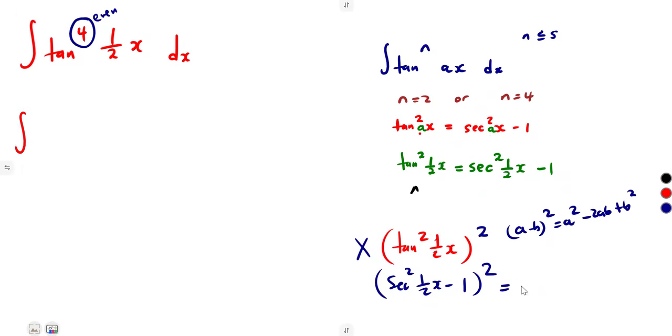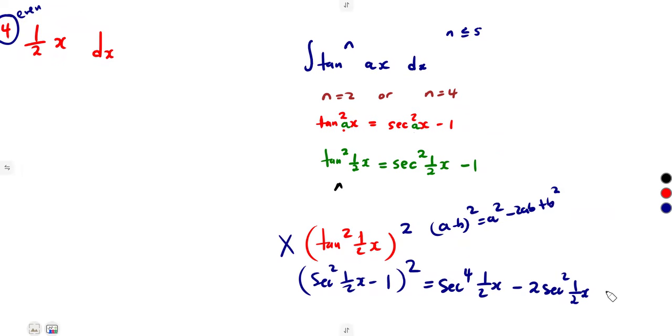If you square it, it's going to be sec to the exponent of 4, half of x. Then you multiply these two, multiply it by 2. So it's going to be sec squared half x. Then we square the 1. So 1 squared is what? Is 1. This is what you're going to have, which is going to be difficult, guys, for us to integrate.